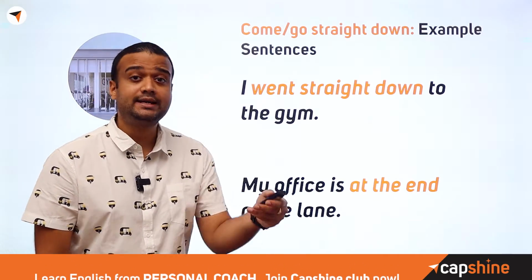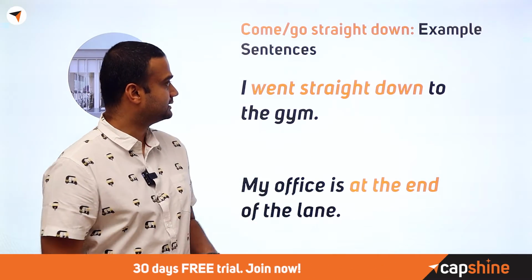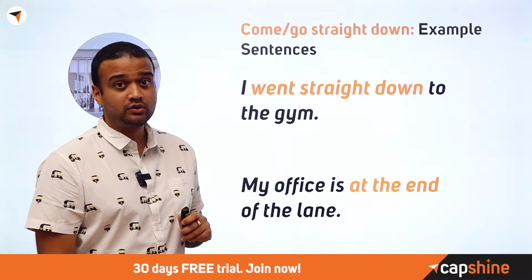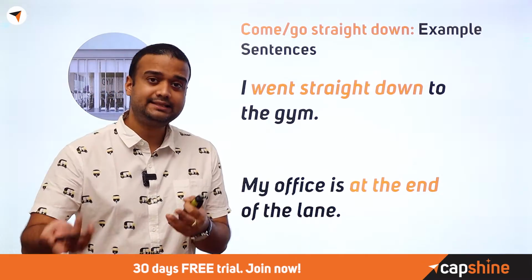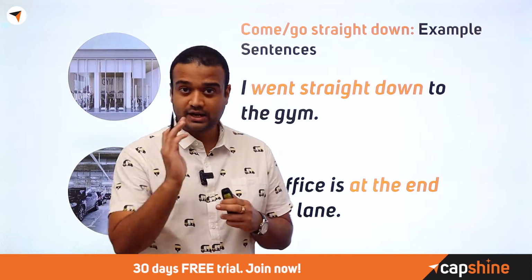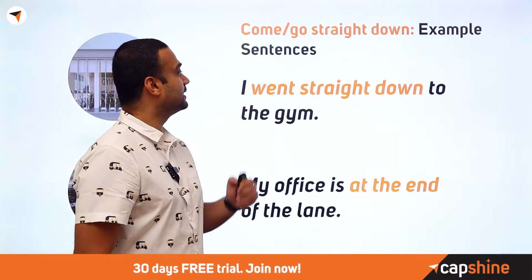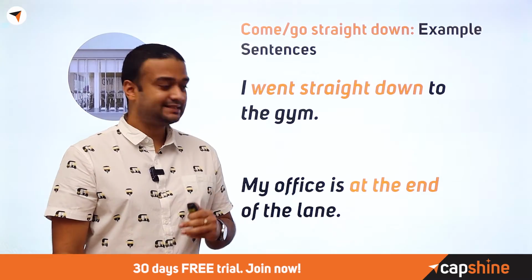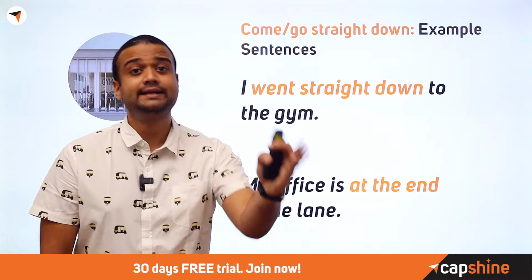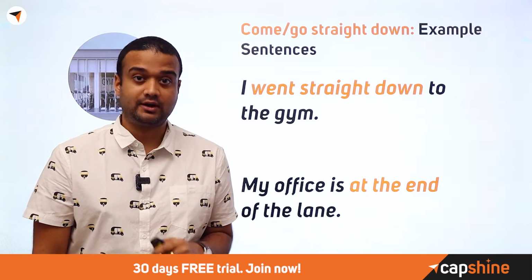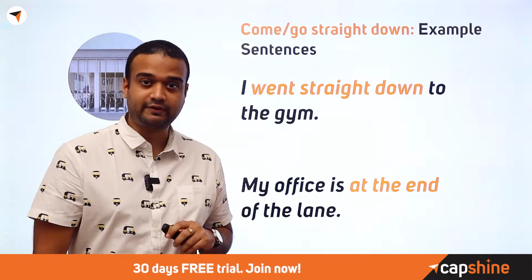Come or go straight down. For instance, I went straight down to the gym, right? Suggesting that there were no lefts or rights. It's straight down the road or the street or the alley, straight down. My office is at the end of the lane, or you can find the office if you go straight down the lane. Both are valid. Go straight down the lane to find my office.